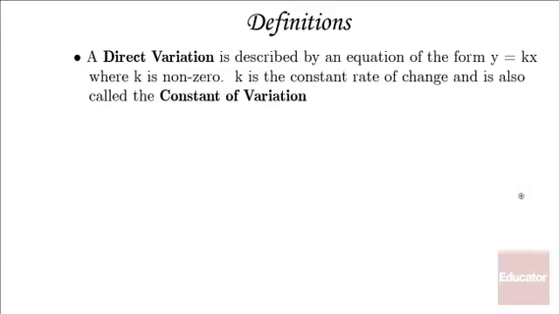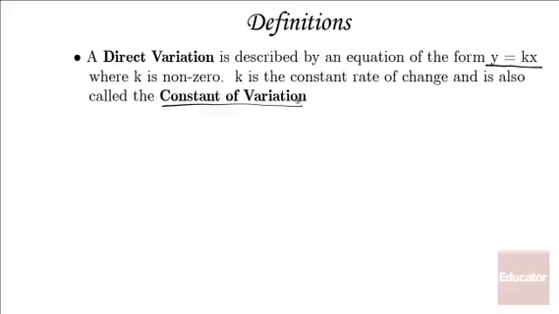Beginning with the definition, a direct variation is described by an equation of this form, y equals kx, where k is non-zero. K is the constant rate of change, and it's often called the constant of variation. This type of equation helps us describe situations in which two things change at the same rate. So if two things are both changing at the same rate, let's call them x and y, they might be increasing, they might be decreasing, but if their relationship is described by a direct variation, then although they both change, the ratio between the two remains the same.